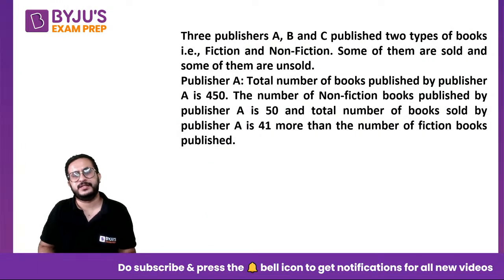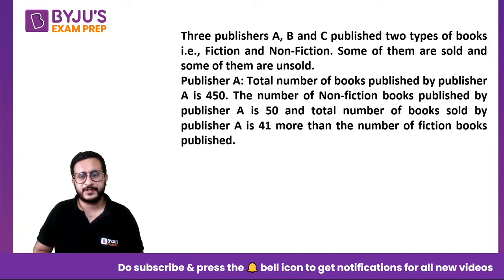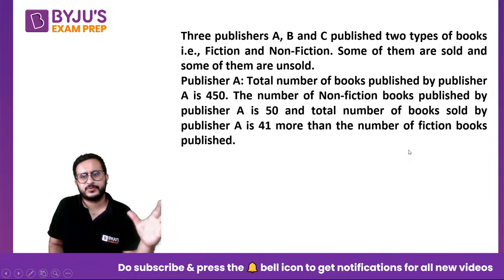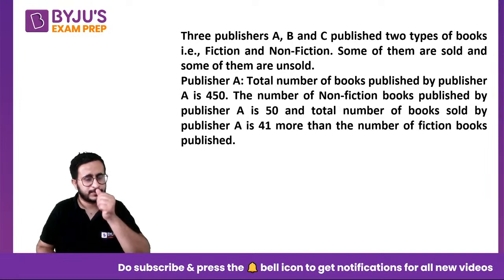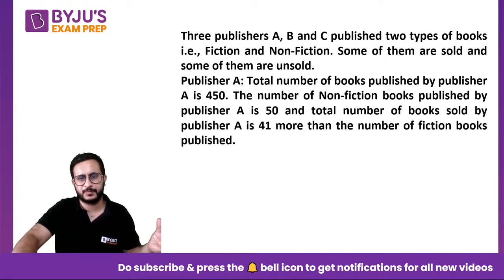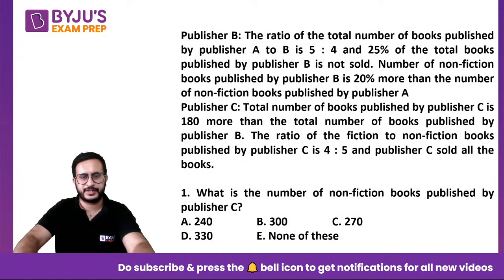So this is the first set. It says that there are 3 publishers, A, B, and C, and they published 2 types of books, fiction and non-fiction, and some of them are sold and some of them are unsold. And then we are given information about all the 3 publishers, A, B, and C. For A, it is given here the total number of books published, non-fiction, etc. Then B and C, and then we have questions following it.